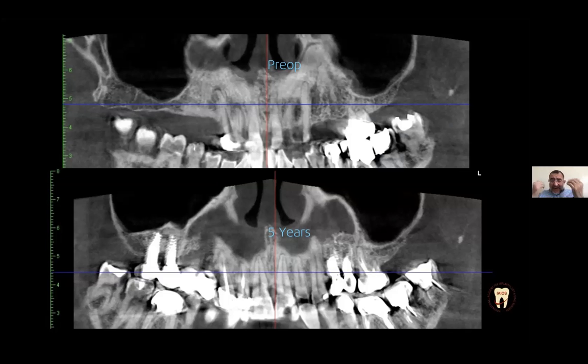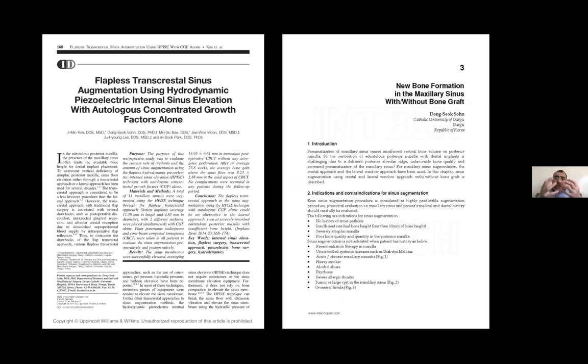Now, after this, we have already used this technique, a lateral approach, but I learned the HPISE technique 7 years ago from Professor Dong, and I see many publications of this technique. I want to be sincere with you. I use this technique for 95% of my sinus lifting surgeries. I avoid the lateral approach since I learned this technique, because there is much less post-operative discomfort.